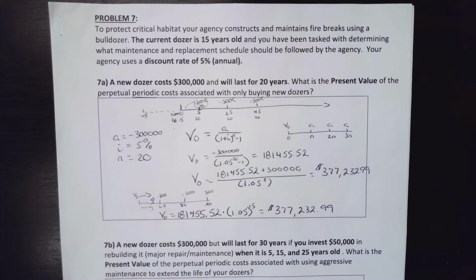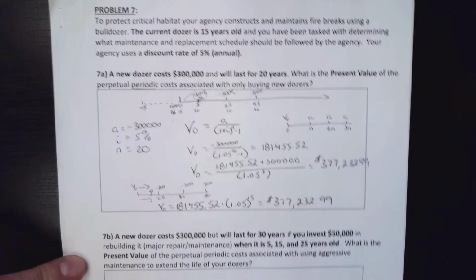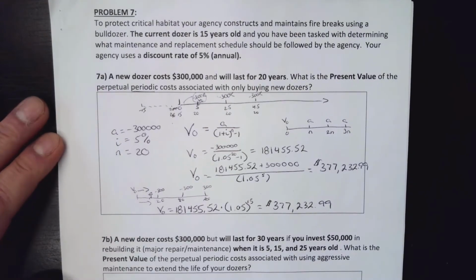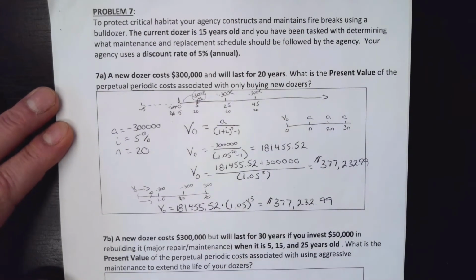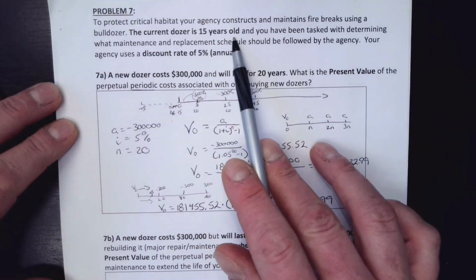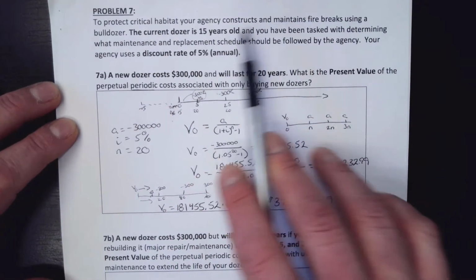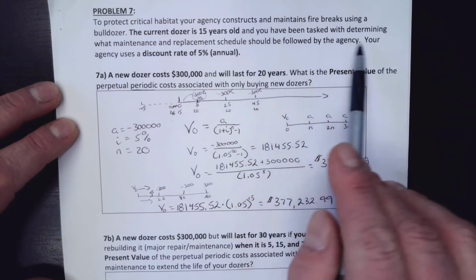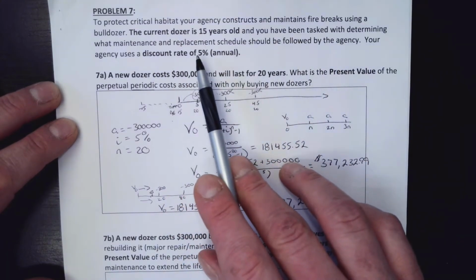Okay, so moving on to problem 7b down here from homework 3. Same type of problem. This is one of those either-or problems. So we have a 15-year-old bulldozer. If you've watched 7a, we're going to use it to make fire breaks. We use a 5% discount rate.